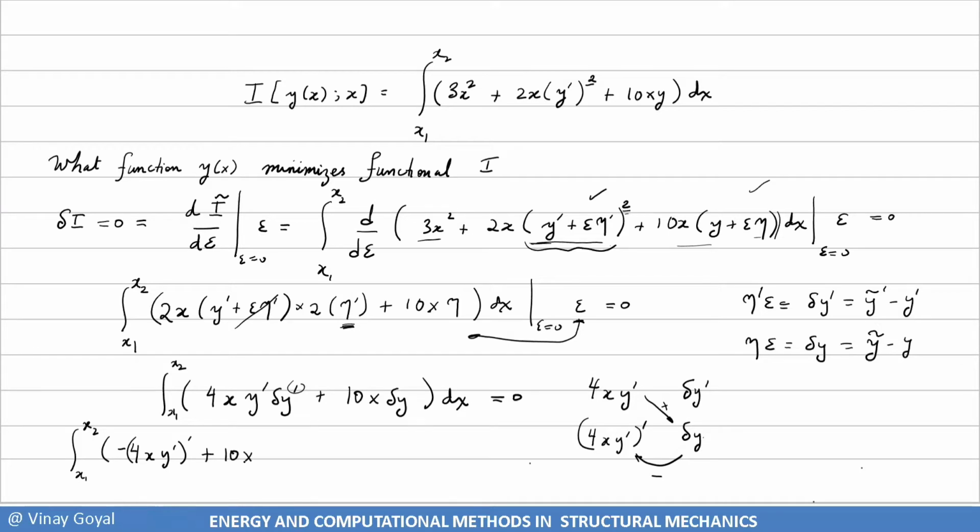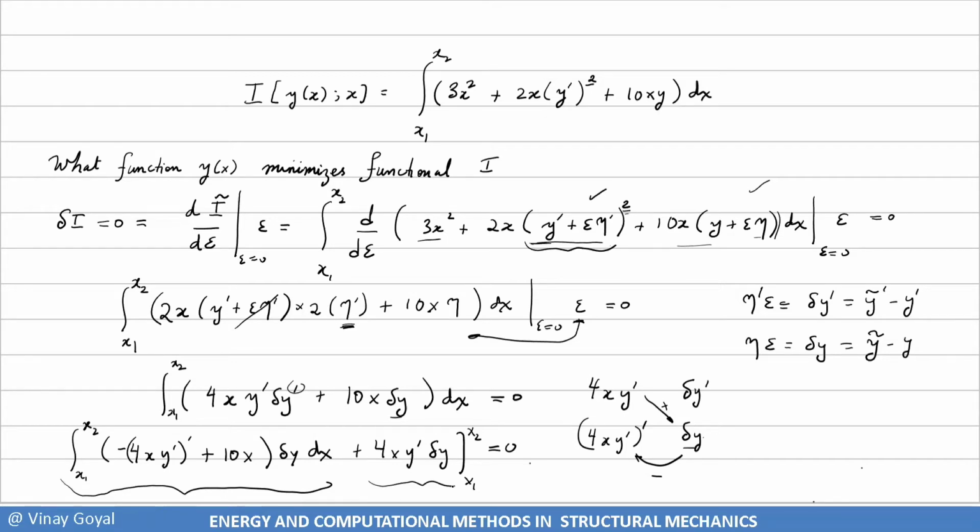Plus 10x, and then I'll factor the del y out because there's a del y here and there's a del y here, so I'll just factor it out. Dx, and I have this boundary term, this cross term here. So that becomes plus 4xy prime del y at x1 and x2, and that's equal to 0. And independently, this term here and this term here have to go to 0.